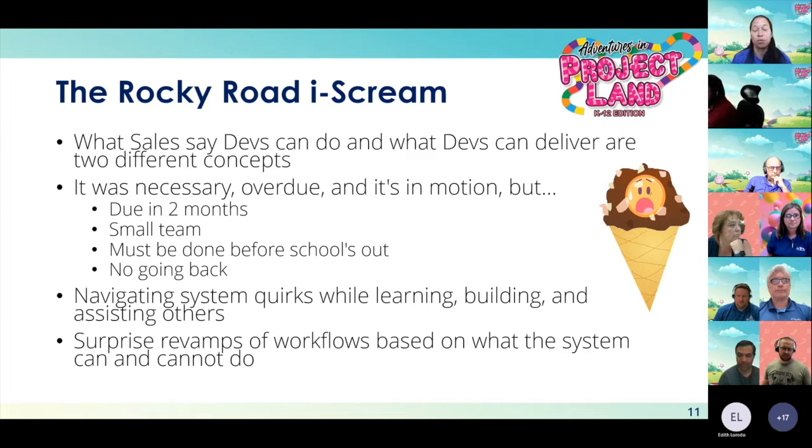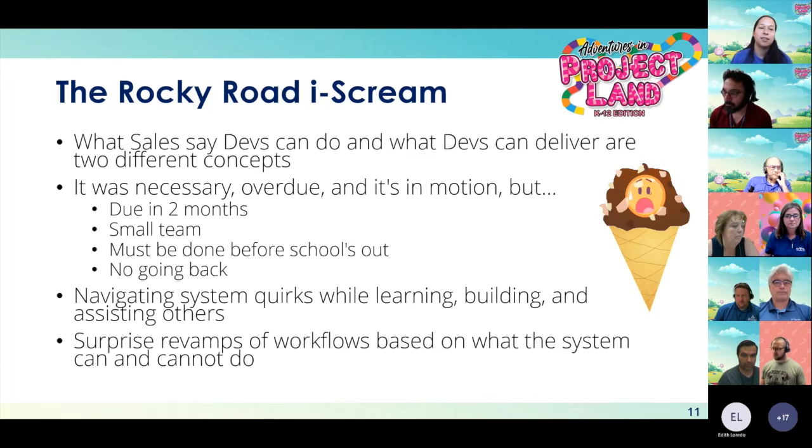So the project itself was due in 2 months. We had a very small team to work with to begin with. It had to be out and done before the schools were out, and there was no going back. I mean, imagine the embarrassment of going back to your previous service providers and asking them to extend it for another month, maybe. Maybe they have that option, maybe they don't. I mean, risk management, think about it.